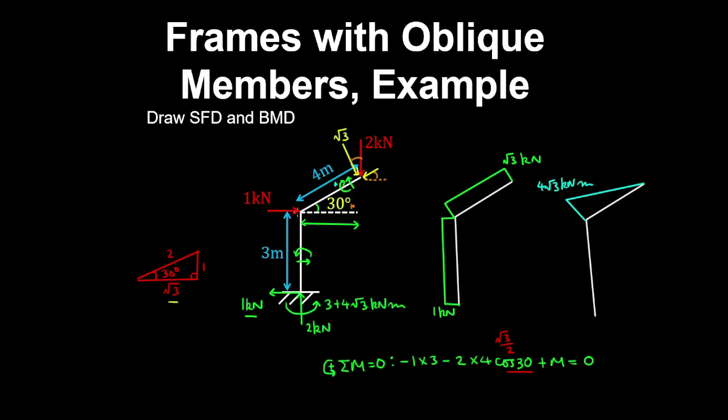And at the joint there's no externally applied moment, so the bending moment in the beam is the same as that in the column. And the bending moment at the support is equal to the moment reaction. So that will be 3 plus 4√3 kilonewton meters. And the bending moment here varies linearly along the column.